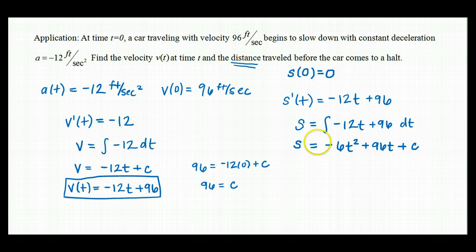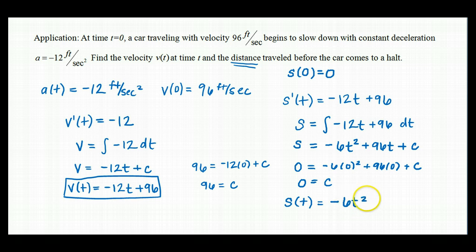So now I can finish solving for this constant c. When I plug in 0, I get out 0. So 0 equals negative 6 times 0 squared plus 96 times 0 plus c. So c equals 0. That works out nicely. So my s of t function is negative 6t squared plus 96t. So here's my position function, but I haven't answered the question. I need to know how far the car has traveled, the distance traveled before the car comes to a halt. We're going to need some more space for this problem.